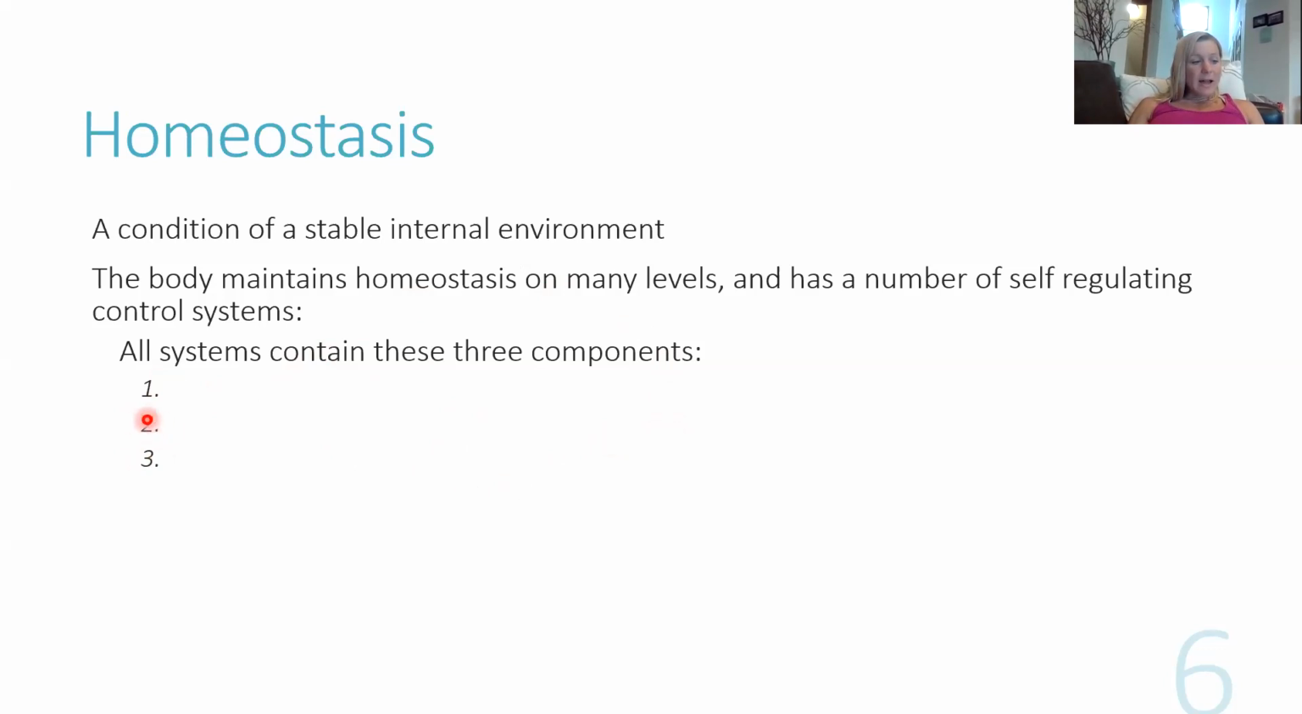Number 2, I need to have a set point, and this is a particular range in which the body likes to stay. If I get too low on the thermometer or too high on the thermometer, I need to have some sort of change occurring because I've gone outside of that range. That change is known as an effector. So number 3 is effector, and effectors are going to bring about responses within the system to keep the body within that set point.